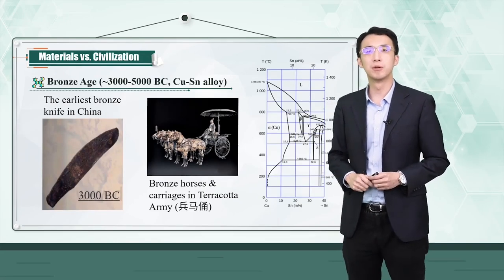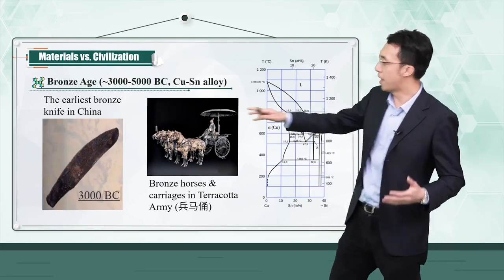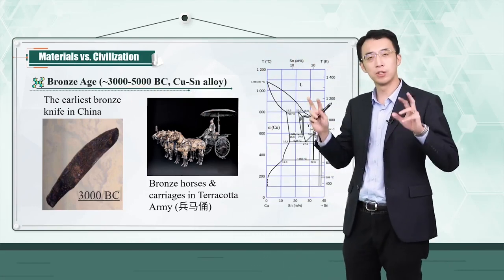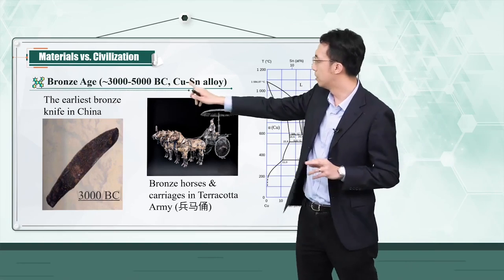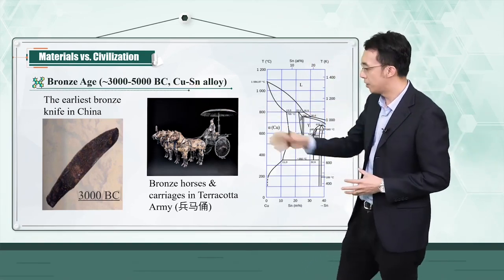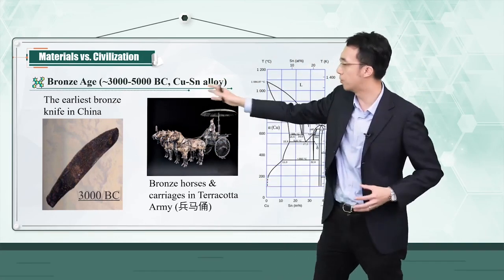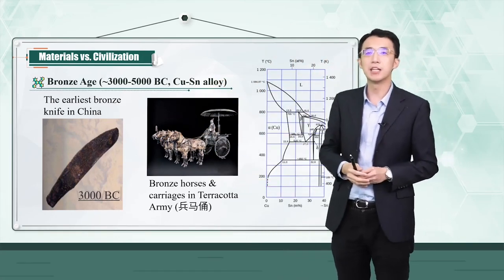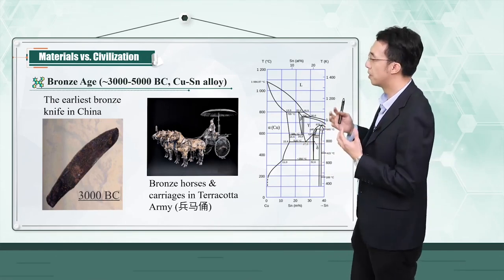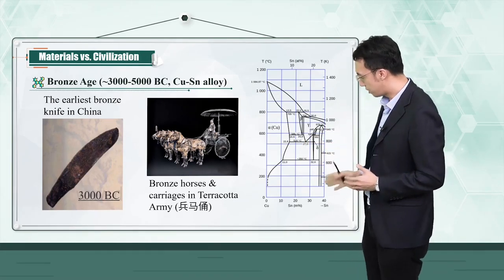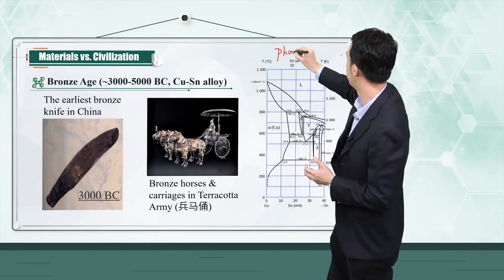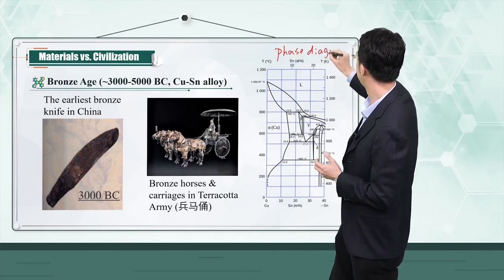The so-called Bronze Age dates back to between 3000 and 5000 before Christ. The term bronze refers to a copper-tin alloy, which means a combination of these two basic elements. Here are some examples made of these copper-tin bronze alloys. As a matter of fact, nowadays we already know the science behind the production of bronze, and this lies in the so-called phase diagram.